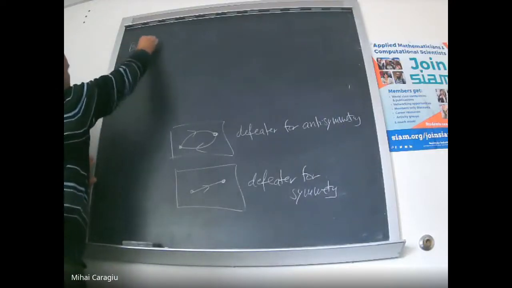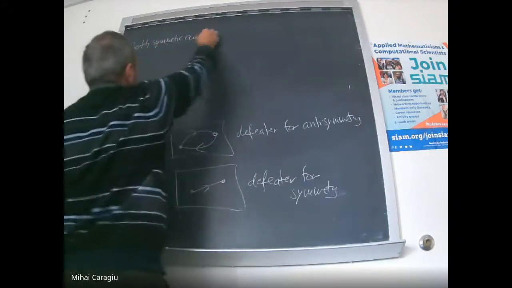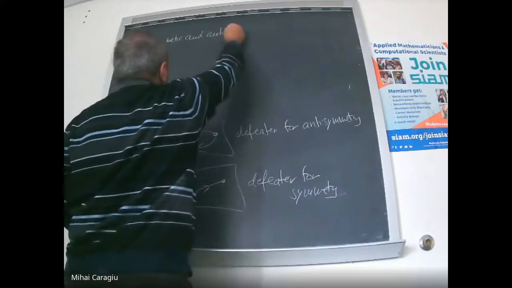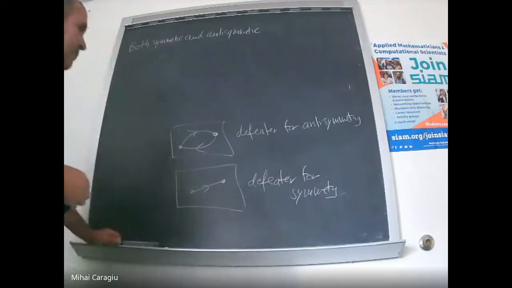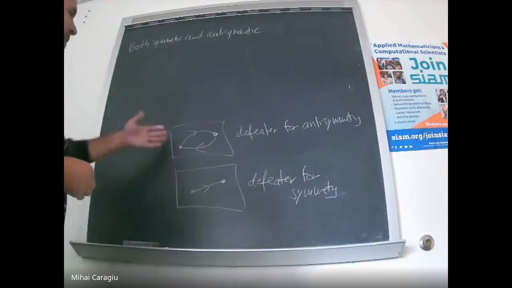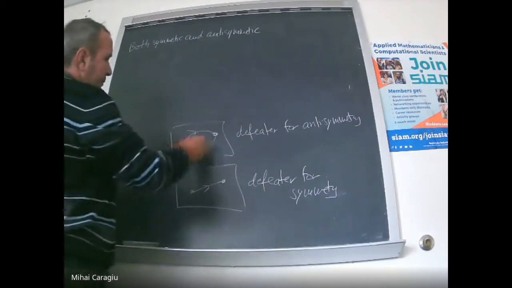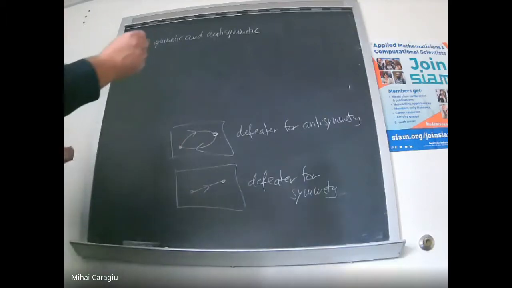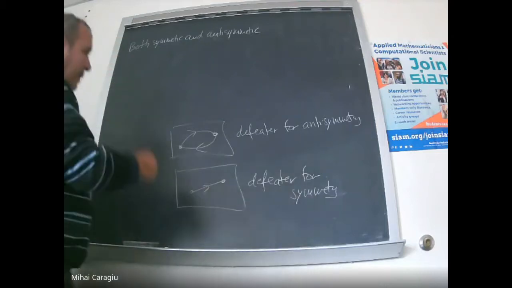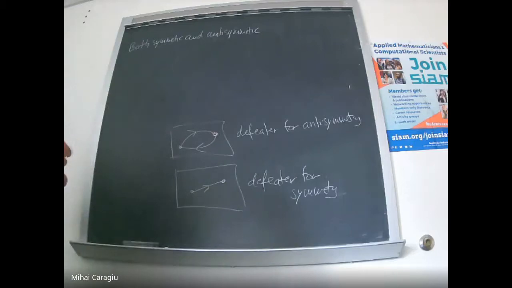Let's see something which is both symmetric and antisymmetric. What does it mean? We must not see any of those defeaters. So no pattern like this and no pattern like this. In other words, two different points cannot be joined in any way. So it cannot be joined one way, it cannot be joined two ways. So basically, this leaves us only one possibility, only loops, if any.